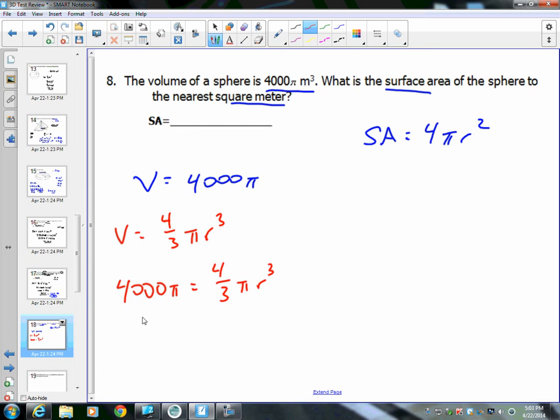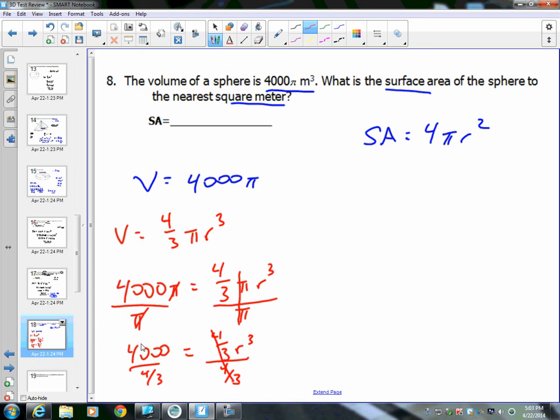So first thing I'm going to do is, if I want r by itself, radius by itself, I need to get rid of all these other numbers. So I'm going to get rid of pi first. If I divide by pi on this side, it cancels that out, but I have to do it on this side also. So these pi's cancel out. So I'm left with 4,000 on the left side and 4/3 radius cubed on the right side. Next thing I'm going to do is divide by the fraction 4/3.